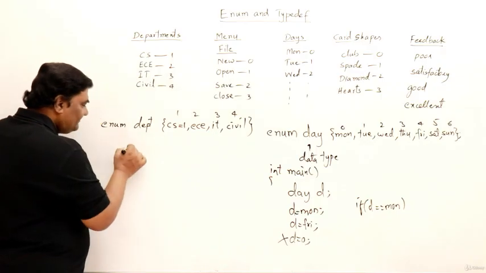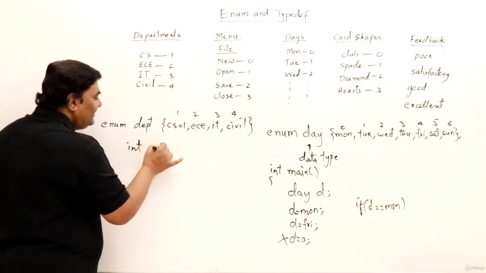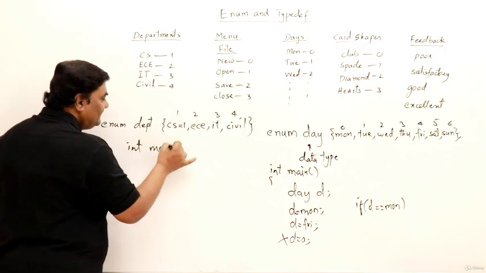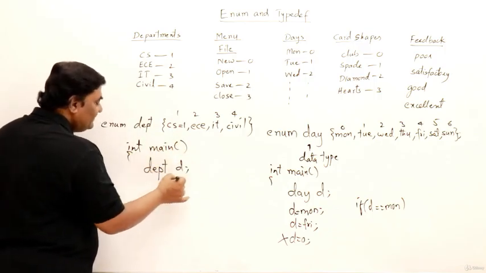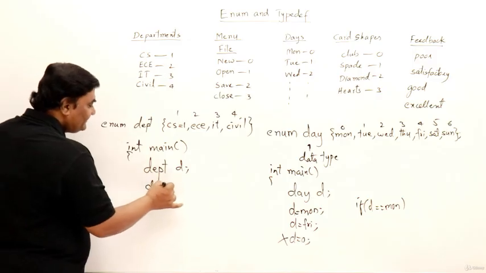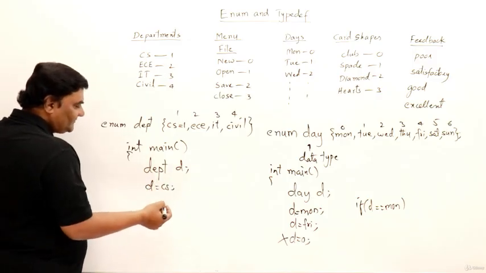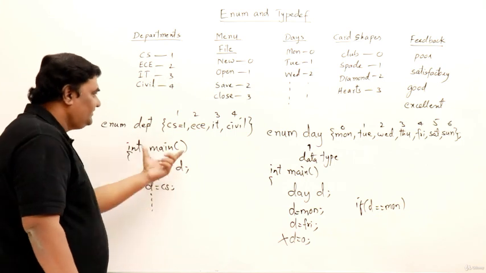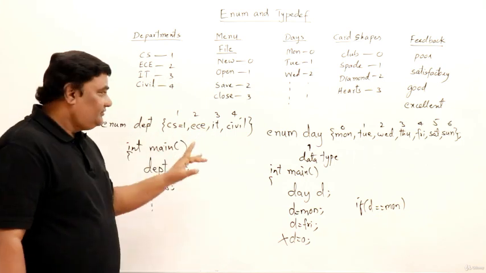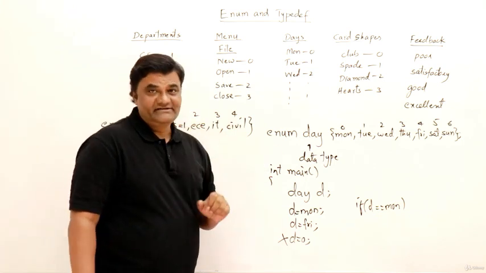Now in my program, inside main function, if I want to declare variable of type department, DPT D, then D assign CS. Like this you can use. Or any other department you can assign. So you can declare the variable which can have only these set of values, right? You cannot write anything other than this.